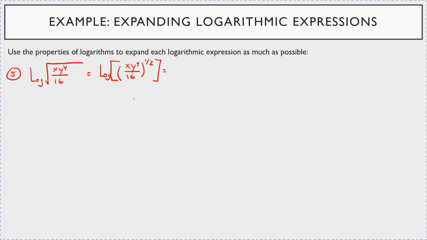Well, then what could you do next, right? You could distribute the 1/2 to everything. Or you could use your rules of logs and bring it out front if you wanted to, and then distribute it later. But I'll distribute it to everything in here. So this would be log of x to the 1/2. 4 times 1/2, this would be y squared. And then 16 to the 1/2 power, well, that would be the square root of 16, which is just 4.